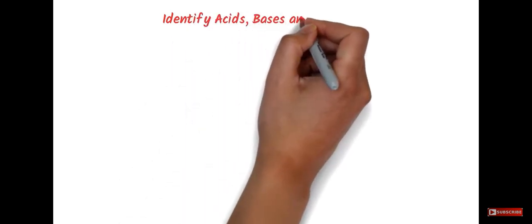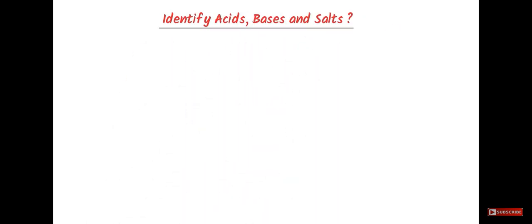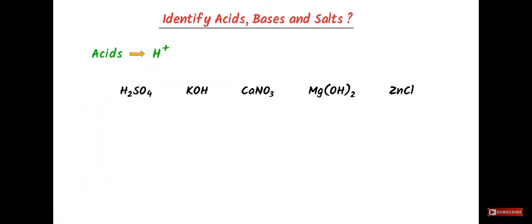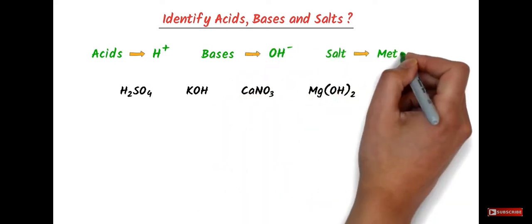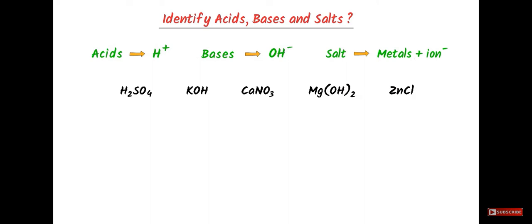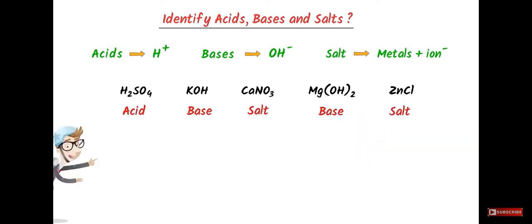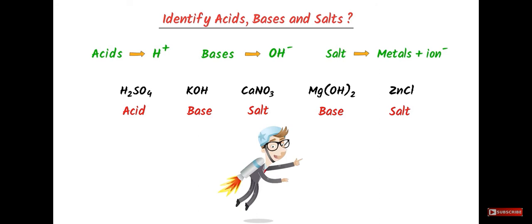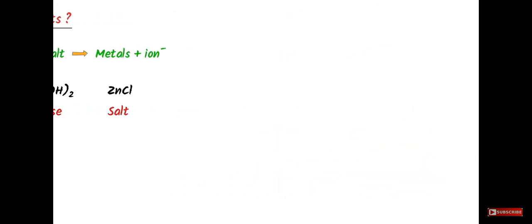Also, let me teach you one bonus question. How to identify acids, bases and salts? Well, consider this list. Now we know that acids contain hydrogen ion, bases contain hydroxide ion, and salts contain metals plus ions. So this is acid, this is base, this is salt, this is also base, and this is salt. Thus, using this trick, we can easily identify acids, bases, and salts.